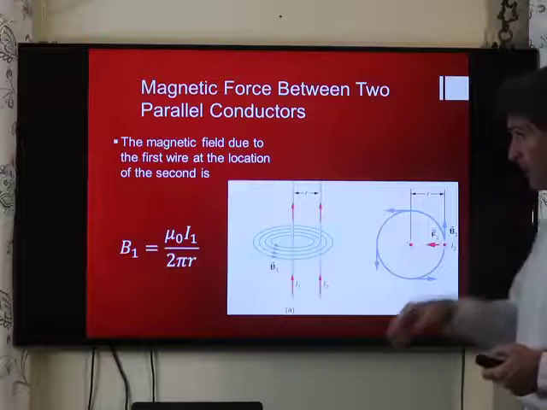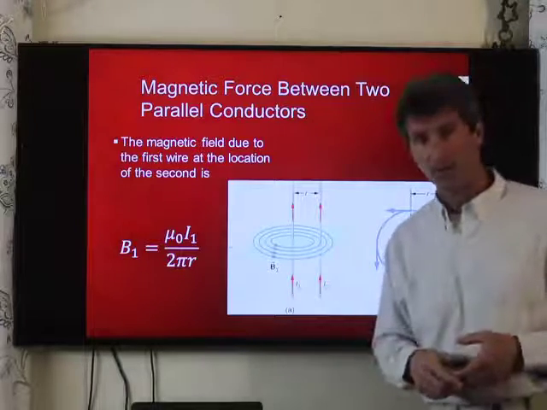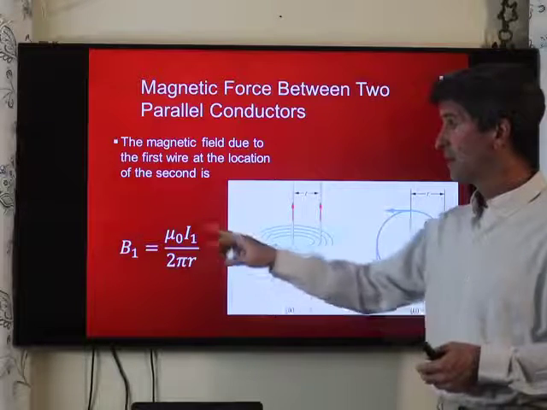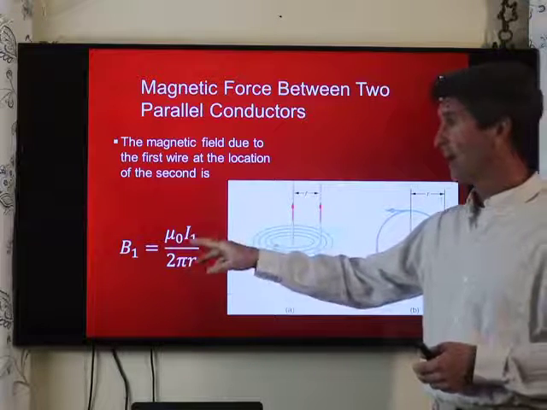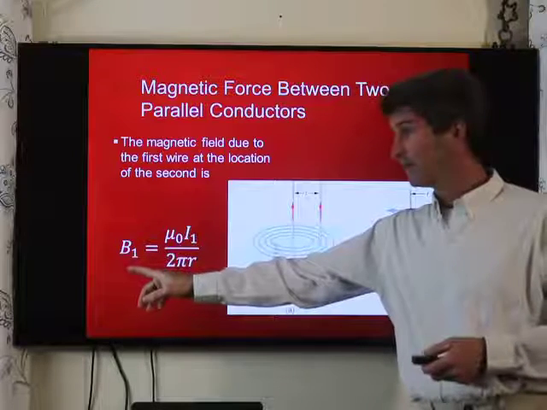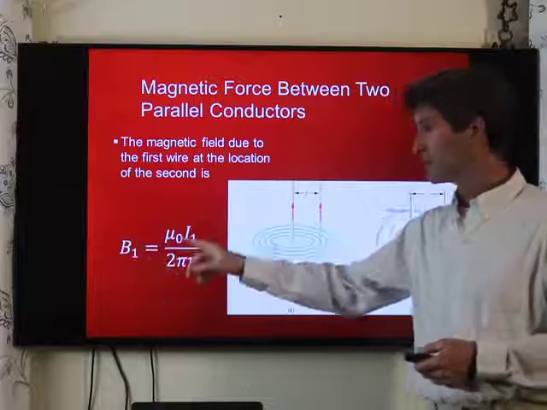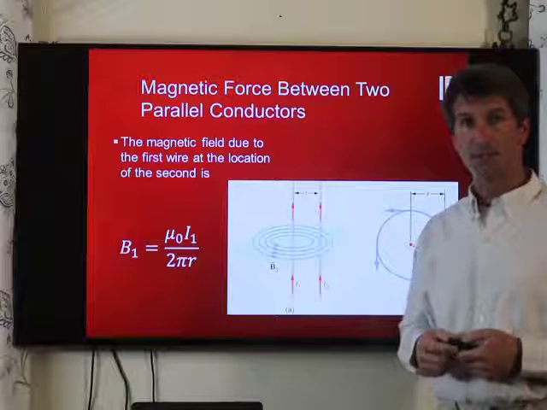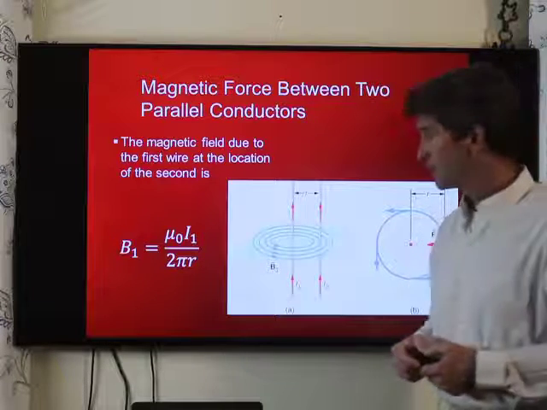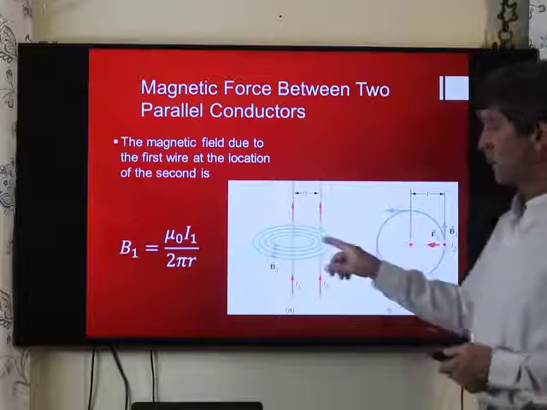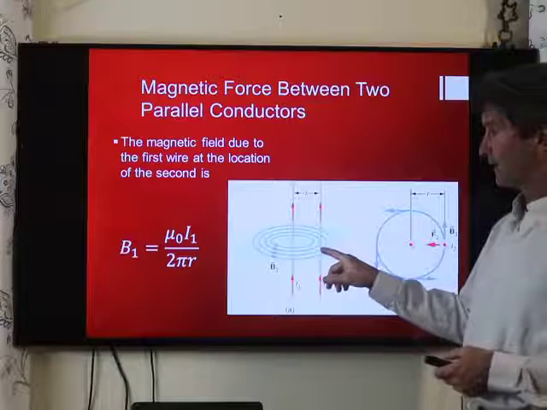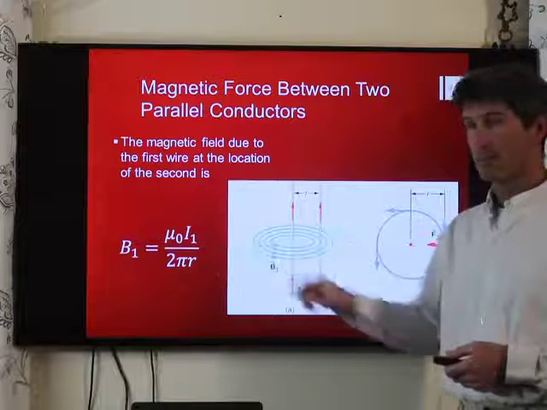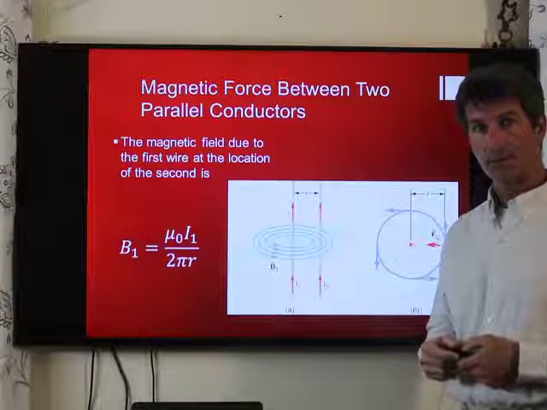Now, once again, we just came up with an expression for the magnetic field due to a wire. The magnetic field due to a wire is mu0 times I. In this case, we're looking at the magnetic field due to wire 1, so it's I1, divided by 2 pi r, where r is the distance between the two wires. So at the location of wire 2, the strength of the magnetic field due to wire 1, which is wrapping around it, is going to be equal to this equation right there.